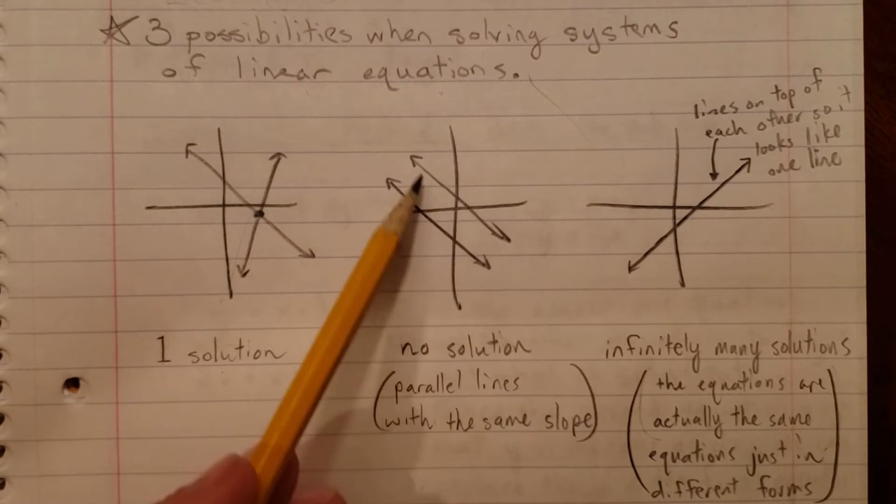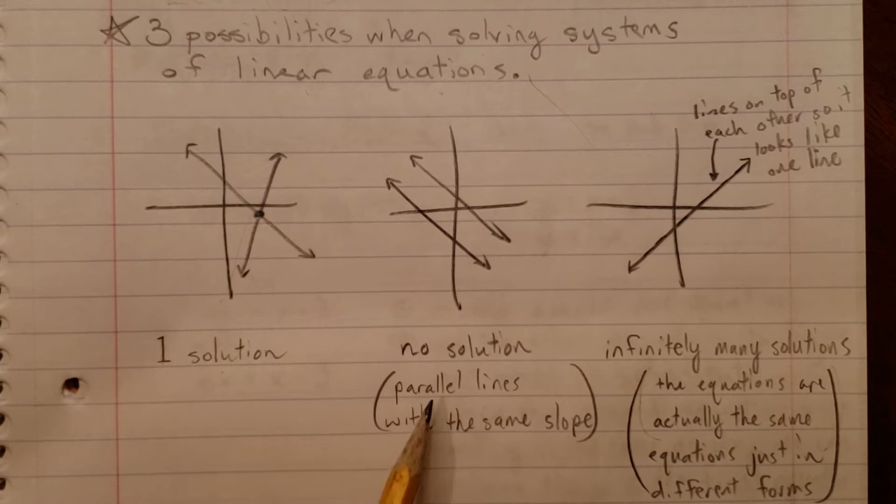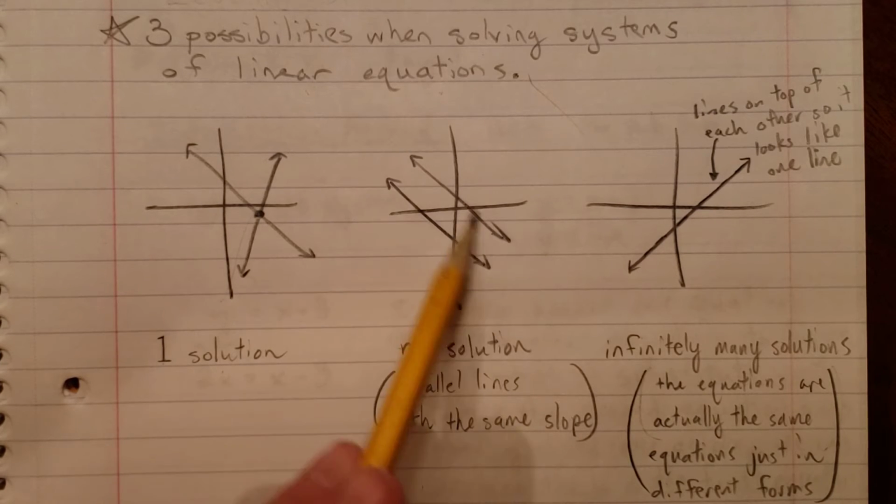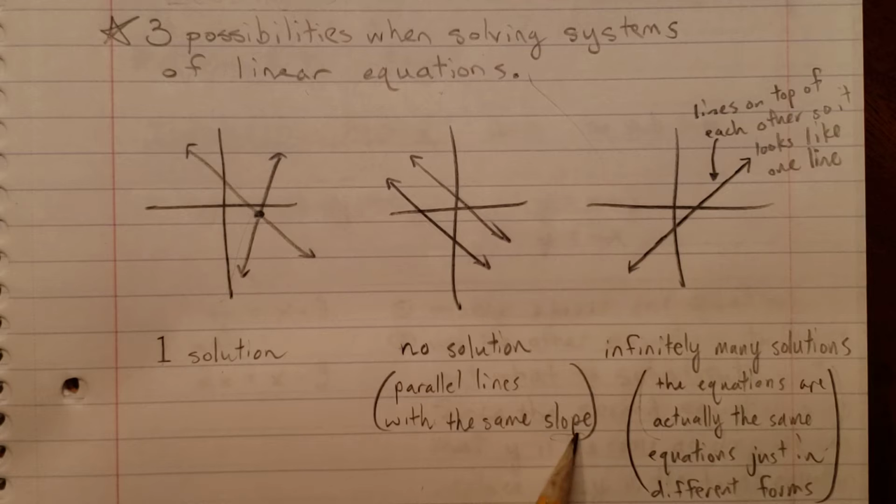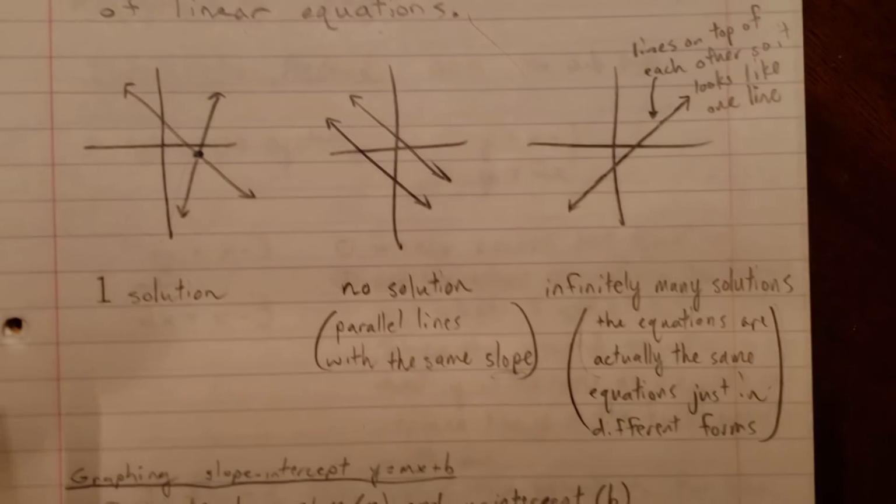The lines can never cross. They can be parallel, so there's no solution. There's no one point that will satisfy both of those equations. Okay, so no solution, parallel lines. And why are they parallel? Because they're at the same slant, which is determined by their slope, so they have the same slope.